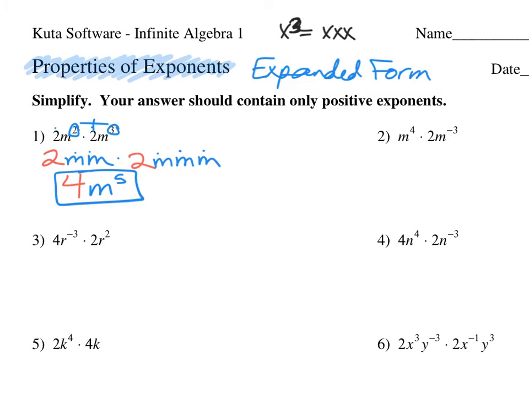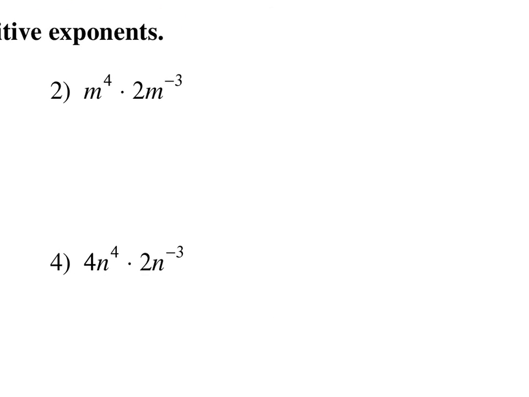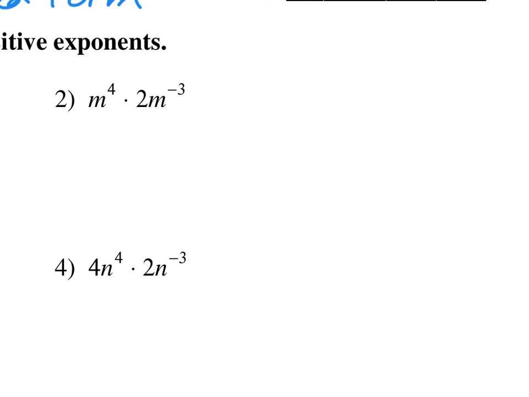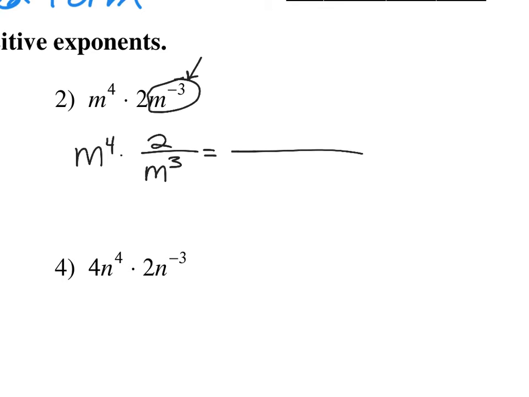Now if we look at problem number 2, which is m to the 4th times 2m to the negative 3, before I can do expanded form, I do need to change this particular problem using the negative exponent rule. The negative exponent rule says that if I have a negative exponent, then that piece and that piece only gets to be flipped. This problem is actually m to the 4th times 2 over m cubed. Here's the expanded form for this problem.